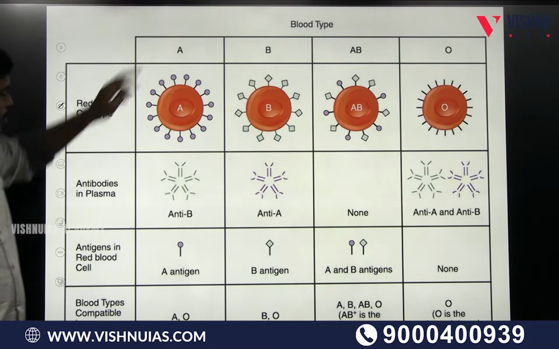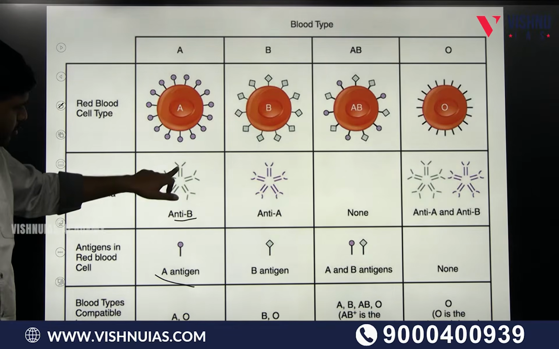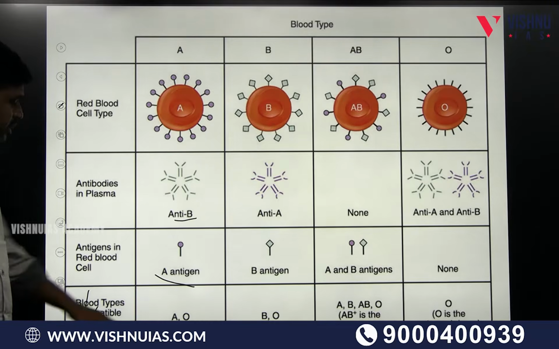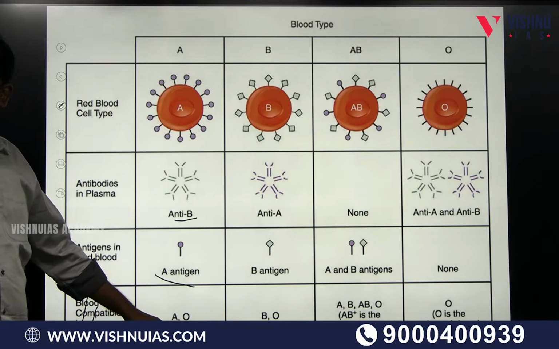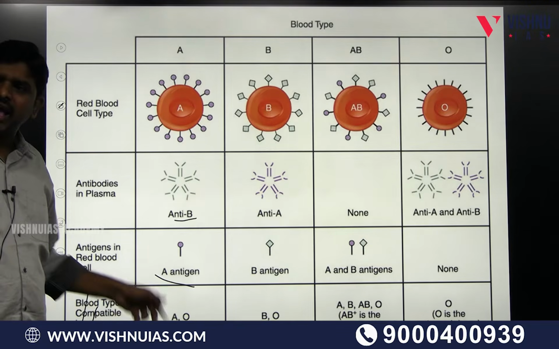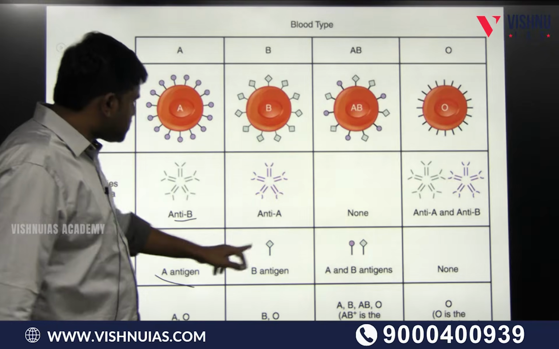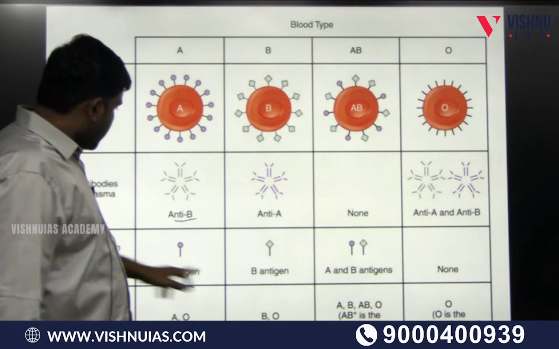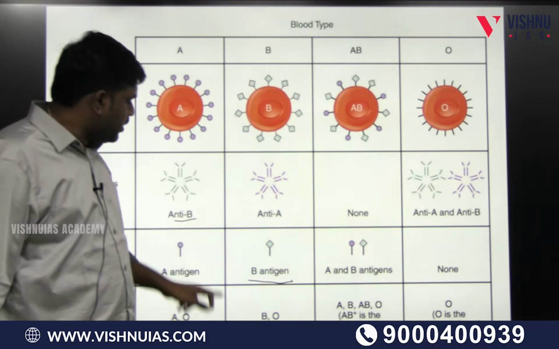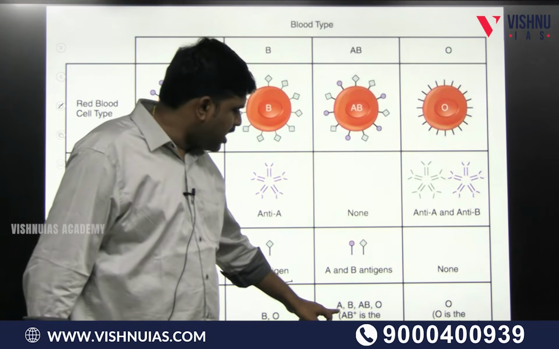Red blood cells, antibodies, antigens, blood types, compatibility. Blood group A, what will be the antigen? A. Then what will be the antibody? Antibody B. Then I can give to whom? Blood types compatible in emergency: A and O. A comma O. O can come into A. I can take it. B. B is antigen. This is antibody A. Then B comma O. AB: A comma B comma AB comma O.